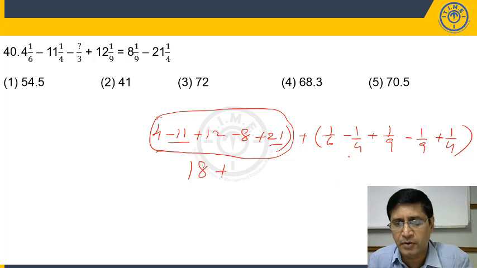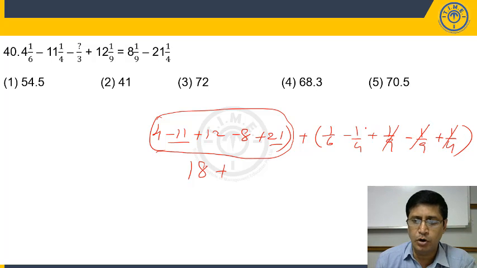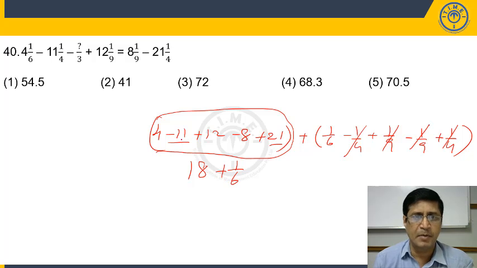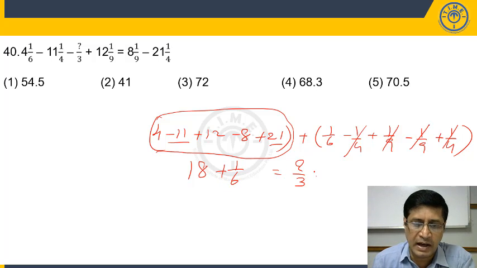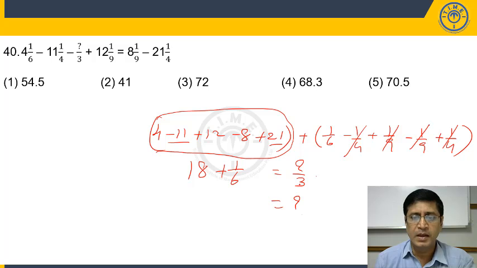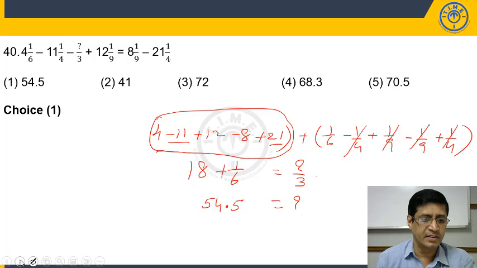How much is the sum of the proper fractions? Minus 1 by 9 plus 1 by 9 gets cancelled. Minus 1 by 4 plus 1 by 4 gets cancelled. Remaining is 1 by 6. So what is the sum of these values? It is 18 plus 1 by 6, means 18 1 by 6, which is equal to question mark by 3. So how much is the value? Just simplify. Question mark is equal to 3 into 18, 54. 3 into 1 by 6, that is a half, means 0.5. The result is 54.5. The right choice, option number 1. First option is the answer for this question.